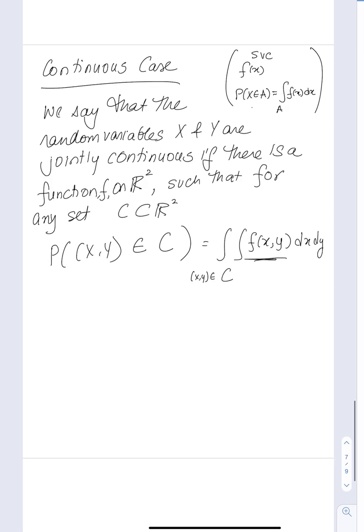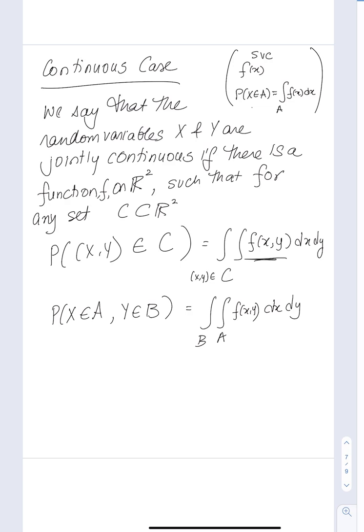So for example, what if you wanted to ask: what's the probability x is in some set A and y is in some set B? Then you can think of C as a Cartesian product, A cross B, if you've looked at Cartesian products of sets. If not, you can just take a look at this: you have dy on the outside, then the limits of y are over the set B, the limits of x are over the set A, and you are integrating f of x, y over the set C, which is A cross B.